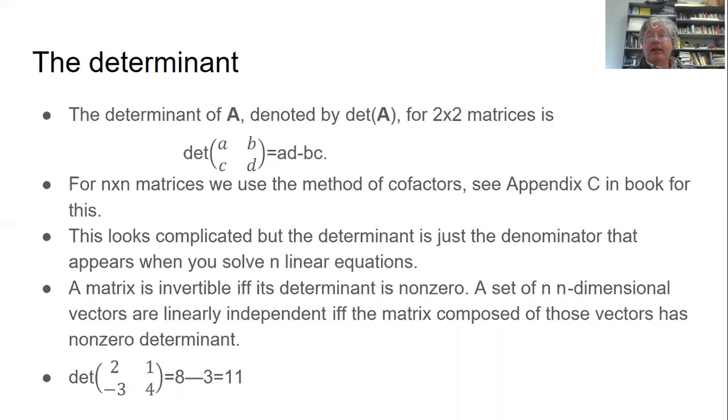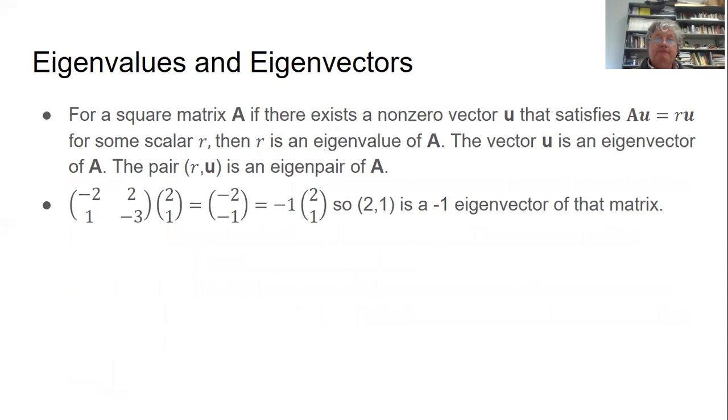And if the determinant is negative, that tells you that the handedness of the system has changed. It'll take a right-handed system to a left-handed system, and so on. So it's a really fundamental thing.